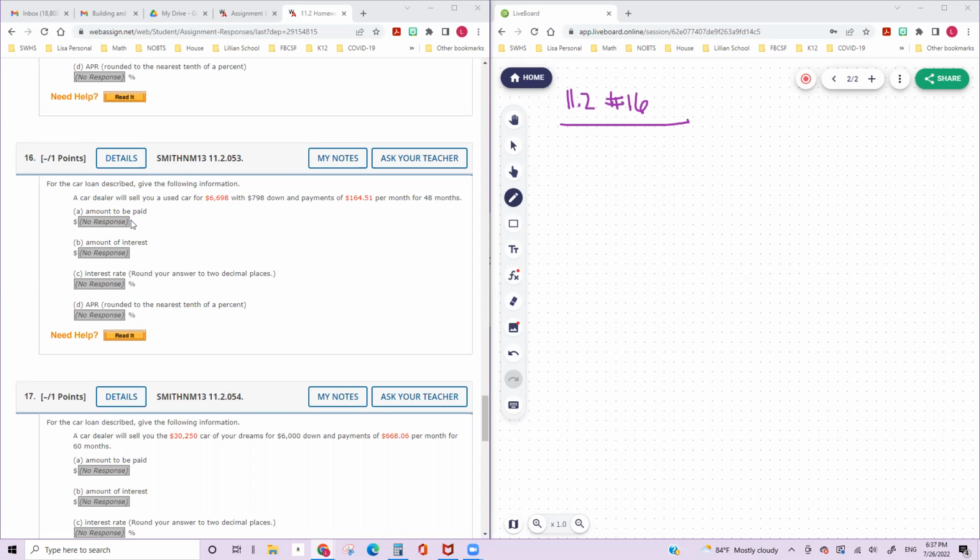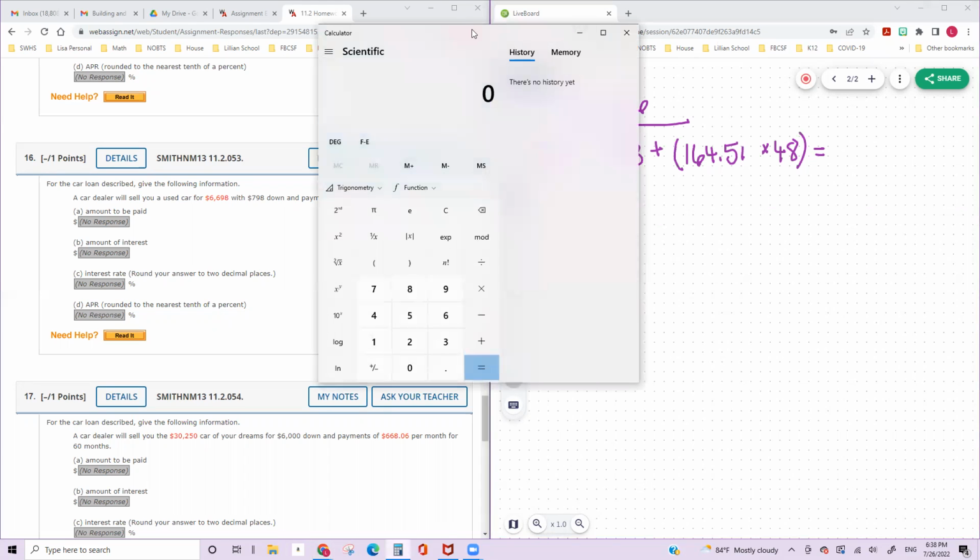So on part A, the amount to be paid, first of all, you've got your down payment. So we're going to take $798. You have to pay that much. And then every month you're going to pay $164.51 for 48 months. So that is going to be the total amount that you are paying. Let's get our calculator and see what that comes to.